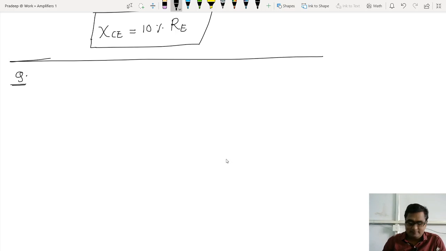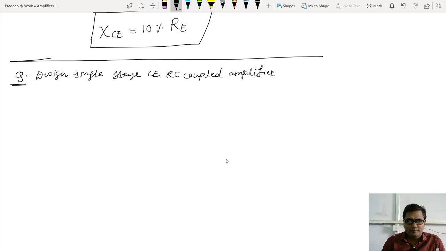The statement is: design a single stage common emitter RC coupled amplifier for following specifications. That kind of statement generally is there. Design a single stage common emitter RC coupled amplifier for the following specifications, and they give the specifications. So what are the given data?